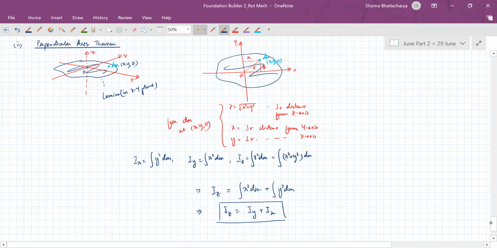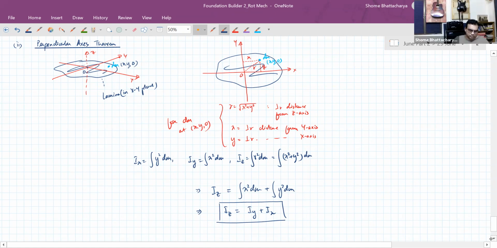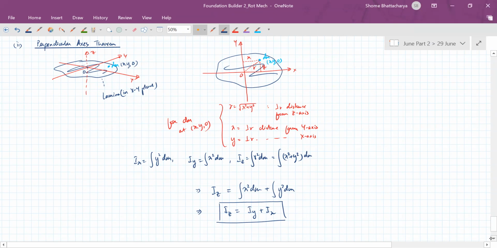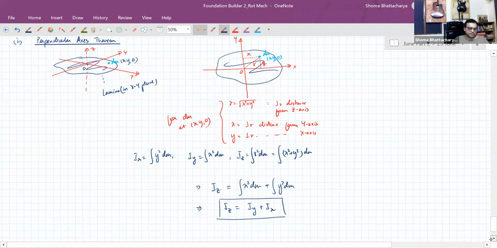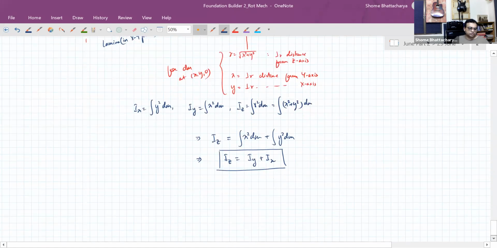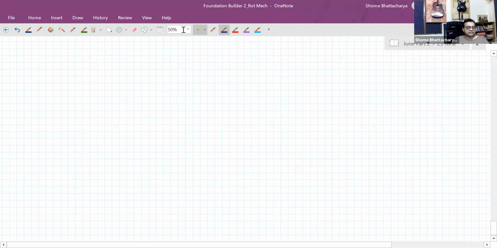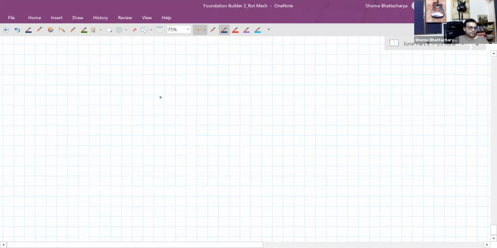Sir, proofs will not be asked, no? Not in general, but see, the thing is, in HSC, if you are in an HSC junior college, then part of rotational dynamics is in class 12th and part of it is in 11th. So the part which is in class 12th will be tested in your board exams, right? And then the proofs can become important.